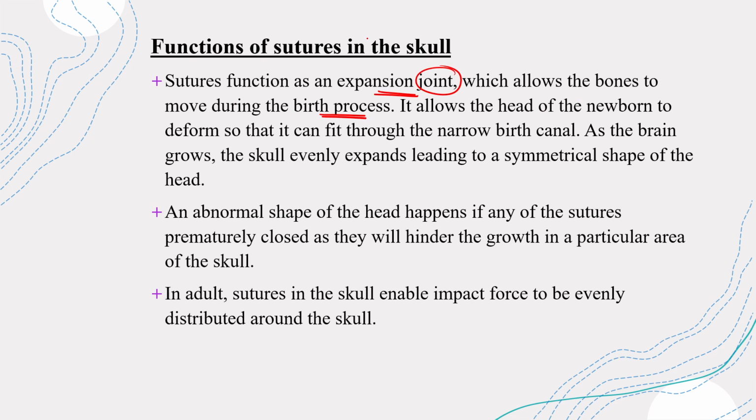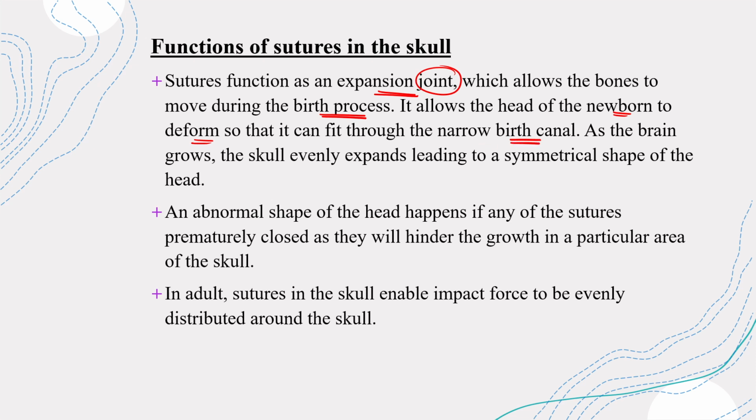During the birth process, these bones rearrange themselves to facilitate childbirth, because the birth canal is really very narrow. So these sutures facilitate the rearrangement of skull bones so that the birth process can happen. It allows the head of the newborn to deform so that it can pass through the birth canal.